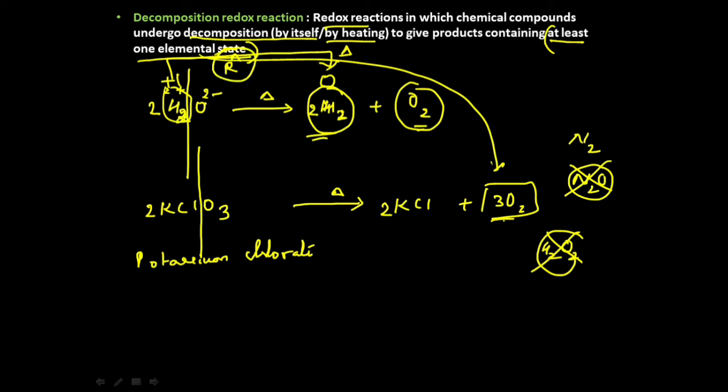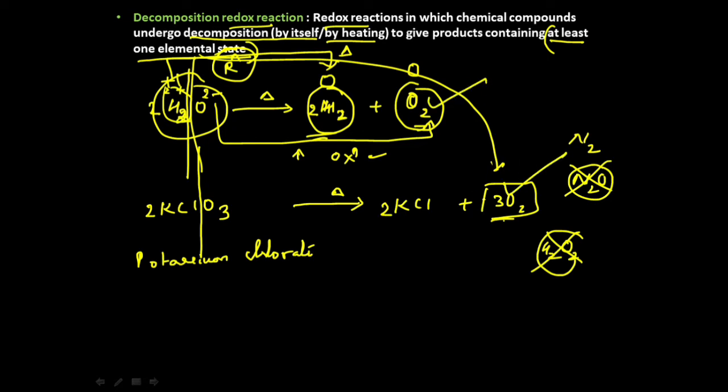In this case oxygen is 2 minus, and the elementary form of any element possesses 0 oxidation state. So minus 2 to 0 is nothing but an increase in the oxidation state. So oxygen is undergoing oxidation. In the same reaction we can see both oxidation and reduction. So this is an example of a redox reaction, and along with that the molecule is undergoing decomposition or breakage to give at least one elemental state. So this is an example of a decomposition reaction.